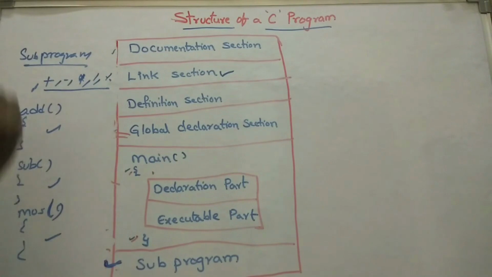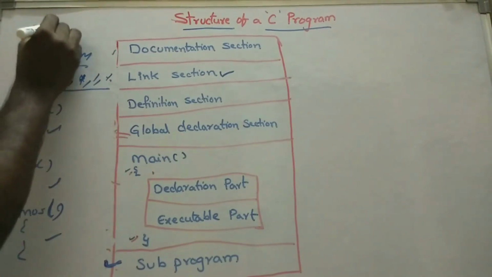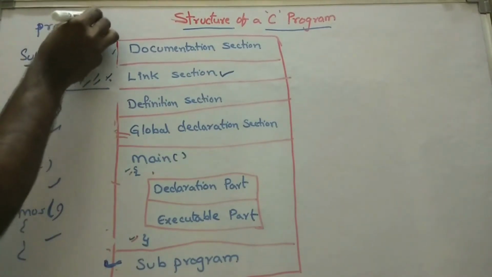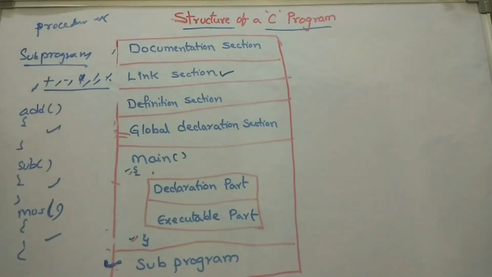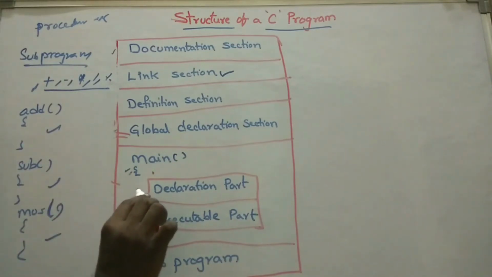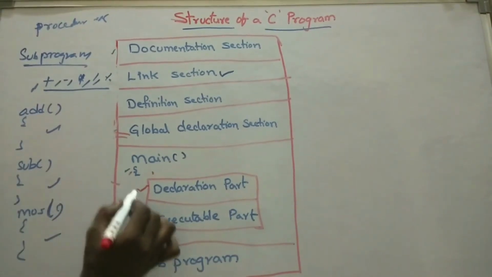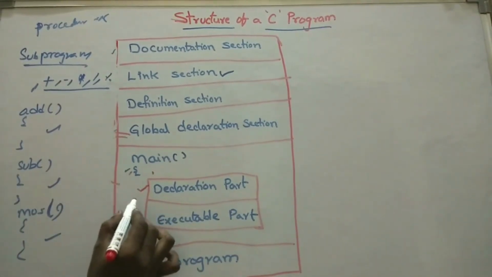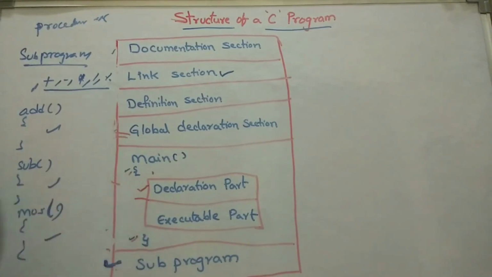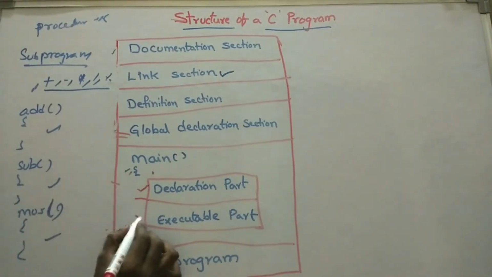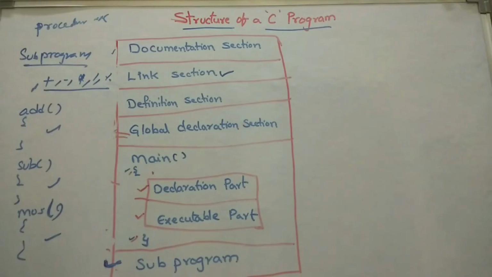Here, C is basically a procedure oriented programming language. While writing any C program, you have to follow this procedure. The main thing is in the main method. First you declare all the variables necessary for the execution of your program, within the declaration part. After the declaration part is completed, we can start the execution process. Clear? That is the main procedure for writing any C program.